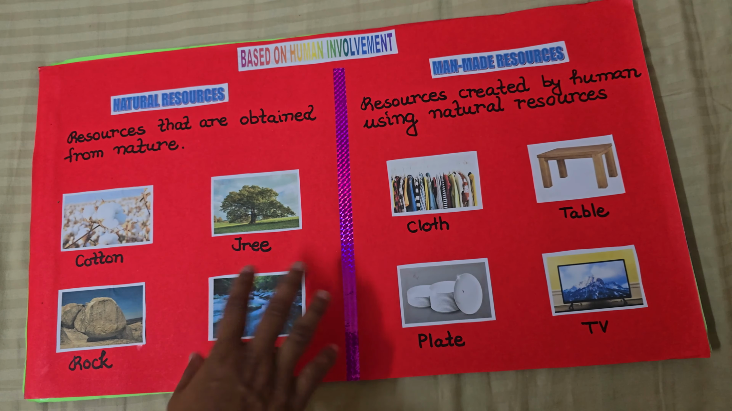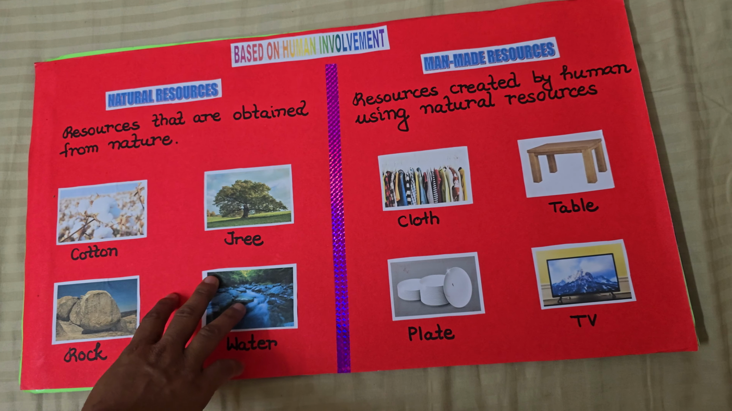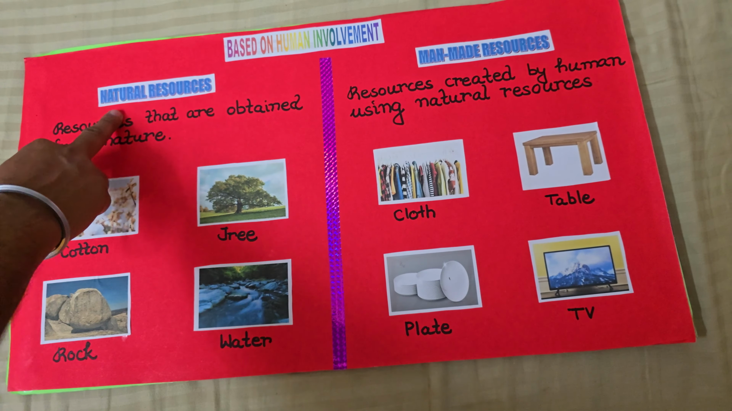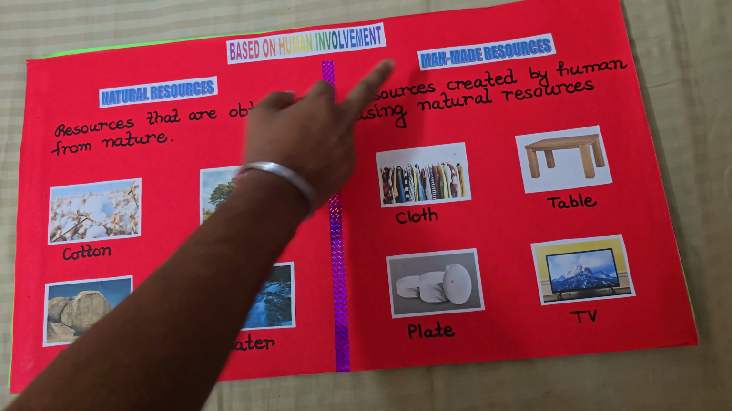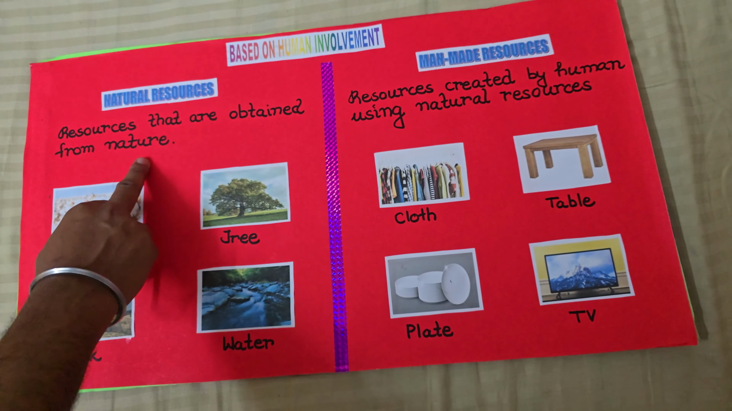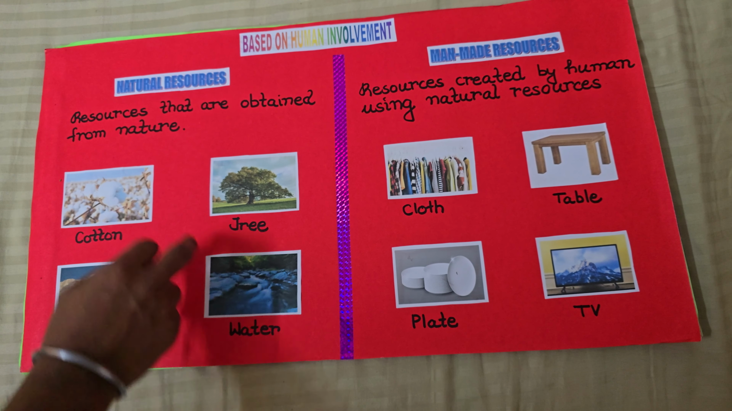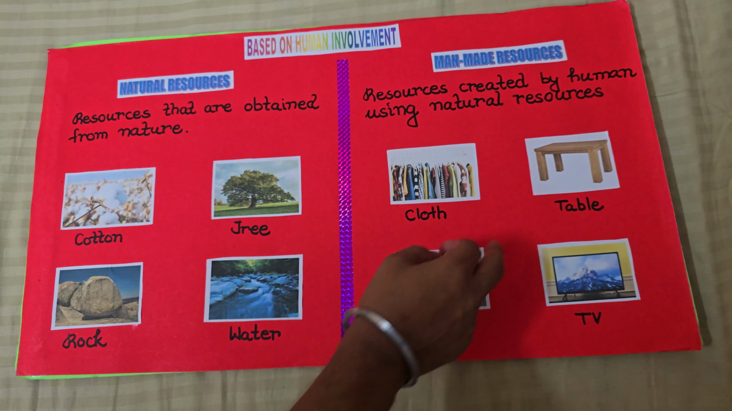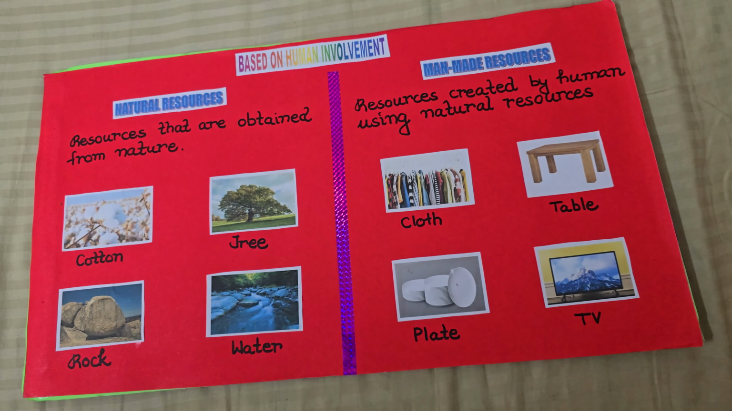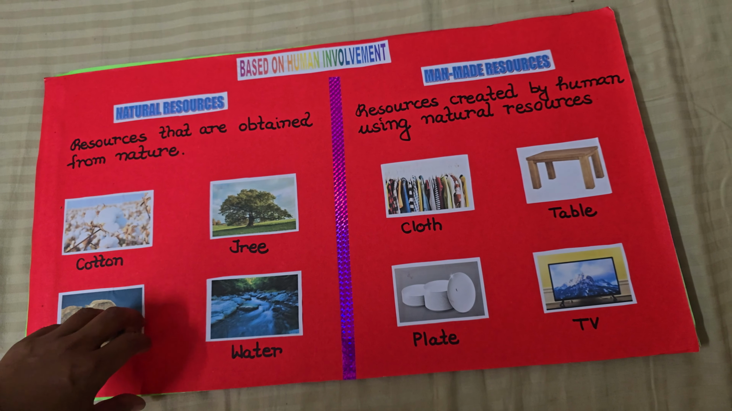Now I separated the first two types based on human involvement. First is natural resources, second is man-made resources. Then I wrote the definition of both and gave some examples. Like cotton, tree, rock, water come under natural resources. Cloth, table, plate, TV come under man-made resources.